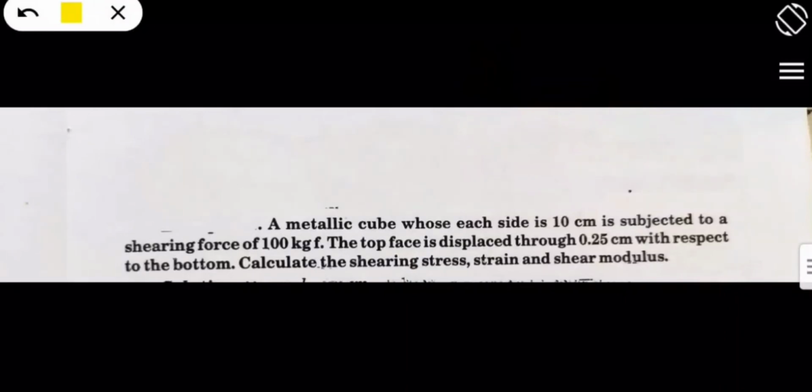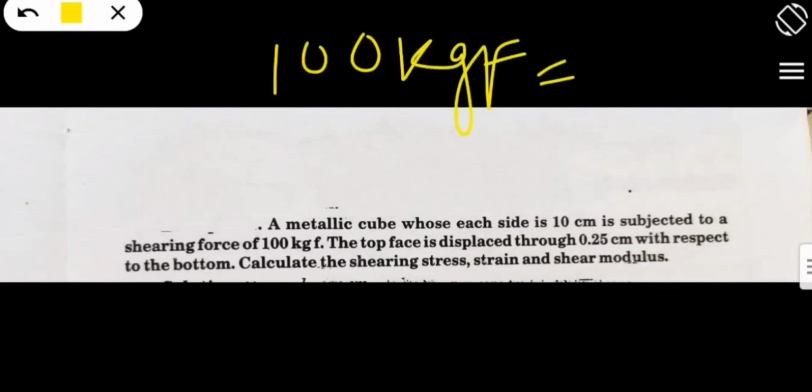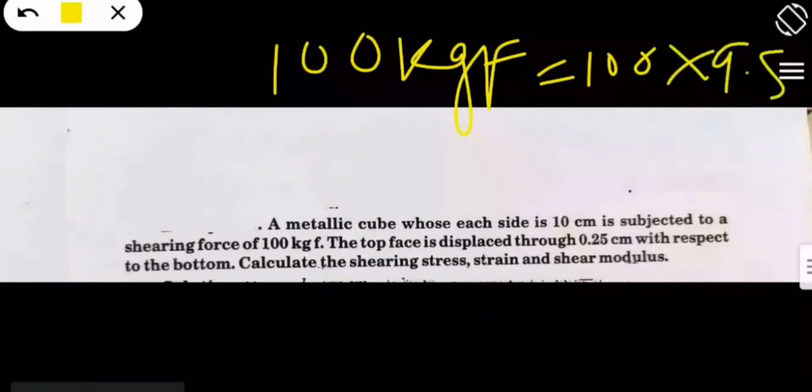Now the next question is a metallic cube whose each side is 10 centimeter. As you can see in the question, a metallic cube whose each side is 10 centimeter is subjected to a shearing force, again 100 kgf. This 100 kgf is 100 into 9.8 Newton. How to convert it to Newton? Because the formulas are in Newton, right? So 100 kgf is 100 into 9.8 Newton.